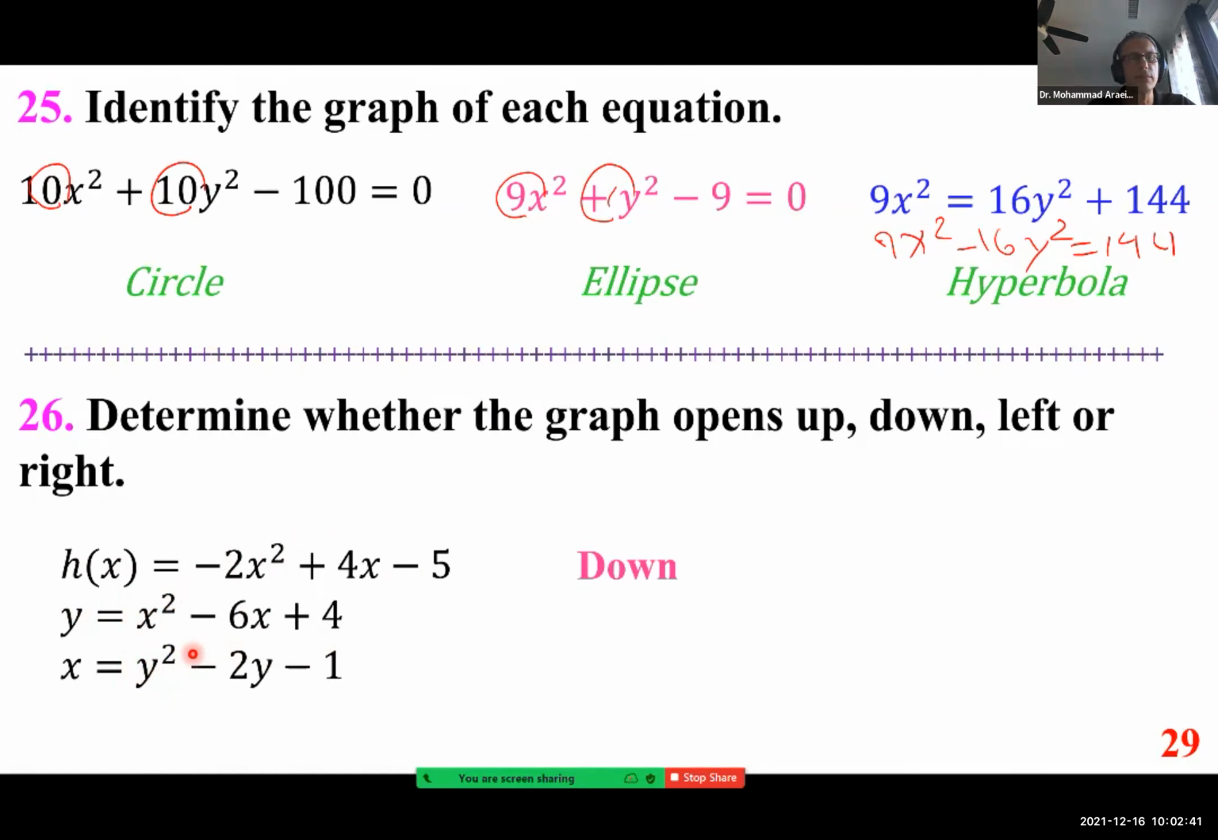So this is down. Degree of x is 2 and a is negative. This one is up because this is 2, a is 1. And this one is to the right because y has degree 2 and a is 1.